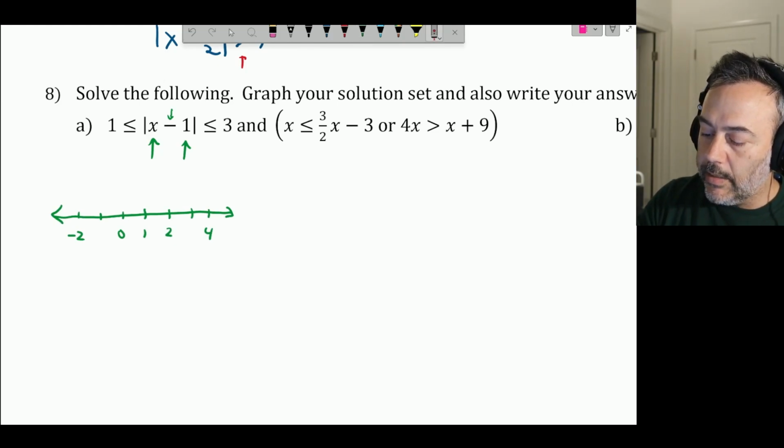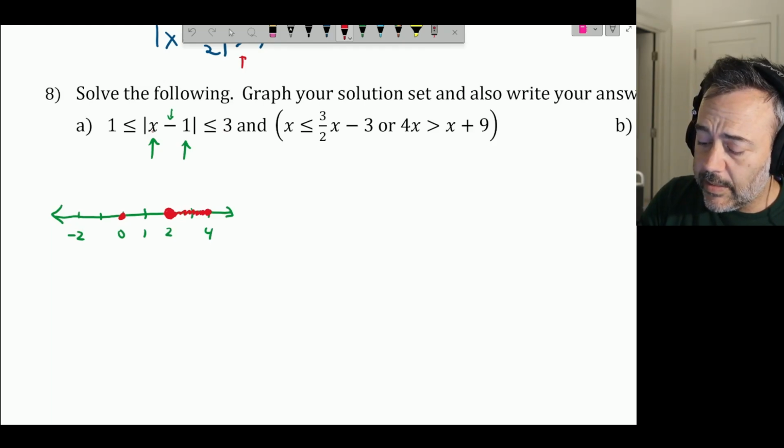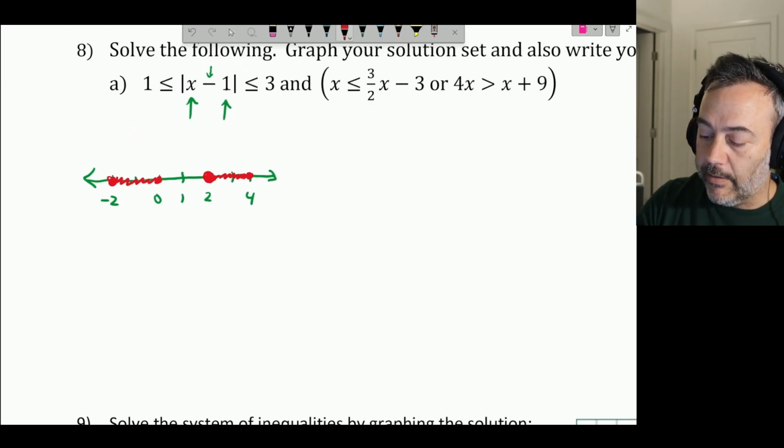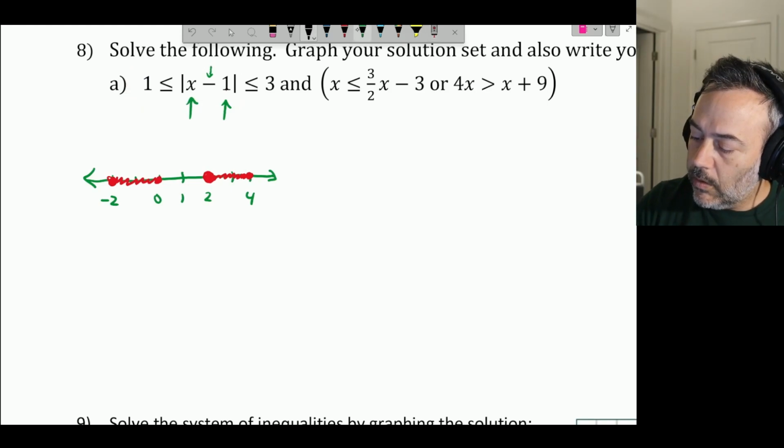Okay. This inequality is saying the distance x is from 1 is at least 1. So x needs to be at least 1 unit from 1, which means it can be 1 unit away or more. But the most it can be away is 3. The distance x is from 1 is at least 1 unit and at most 3 units. So it can live anywhere inside of here. And that's actually the graph of this inequality.